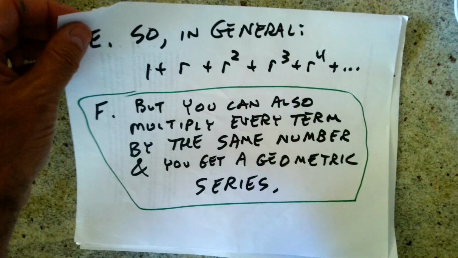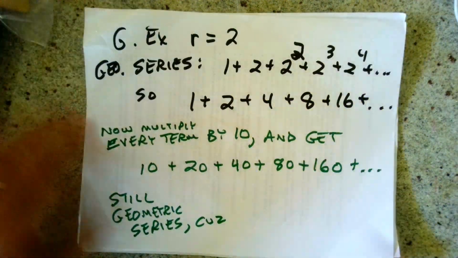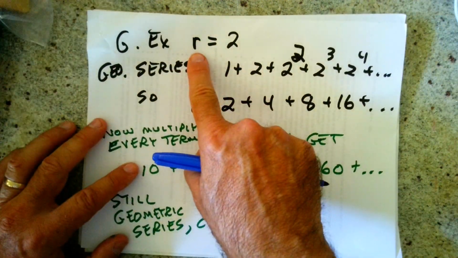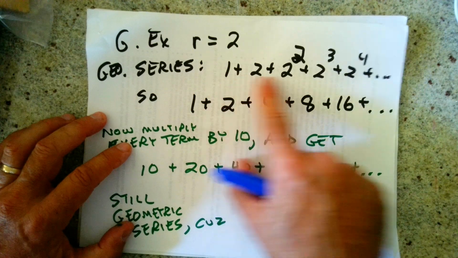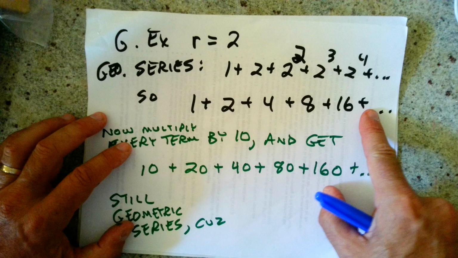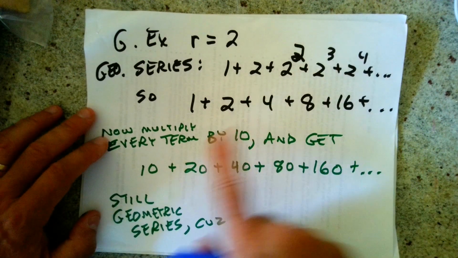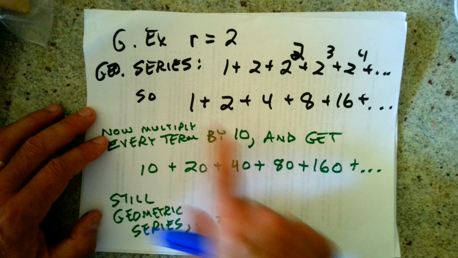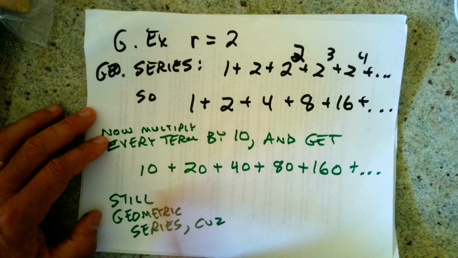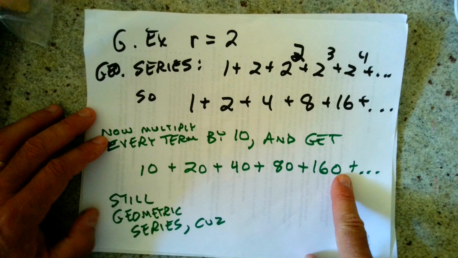So let's look at an example of that. The ratio, that base, is R equals 2. And that gives us that familiar series we've seen so many times now. Okay. Now, try multiplying every single term by the same number. We'll use 10 because it's so easy. Multiply every term by 10. Then you get this series in green.